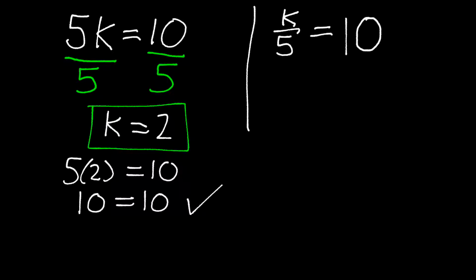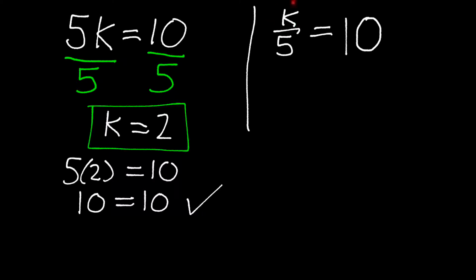Now, let's look at the other example. On the right side here, we have k divided by 5 equals 10. Whenever we see a fraction, we should remember that a fraction means division. We are taking whatever the top number is, the numerator, and we are dividing it by the bottom number, the denominator. So, the numerator is divided by the denominator.